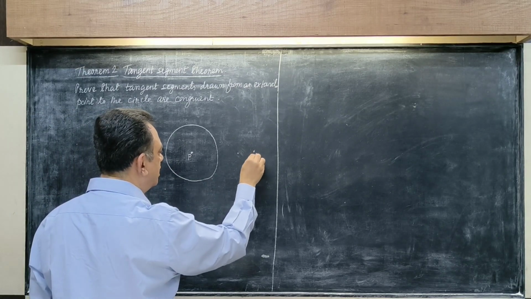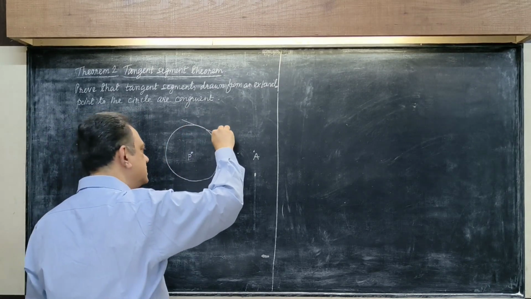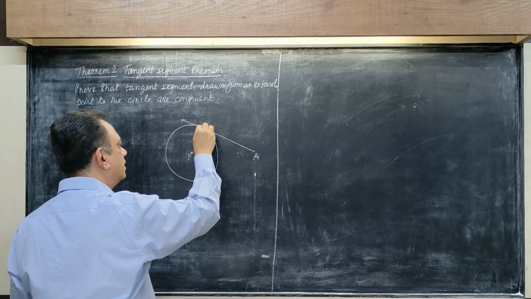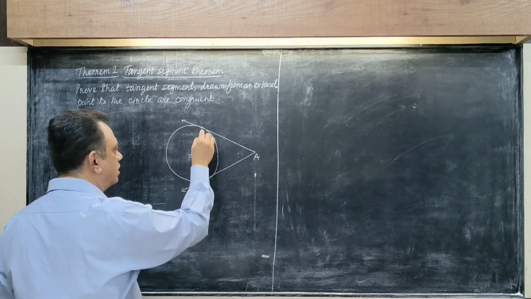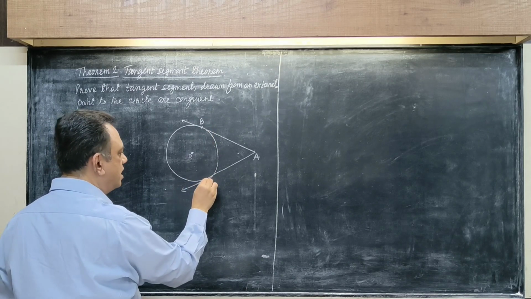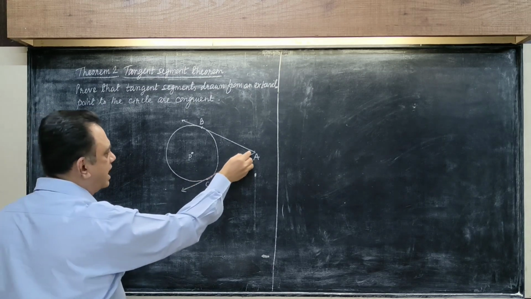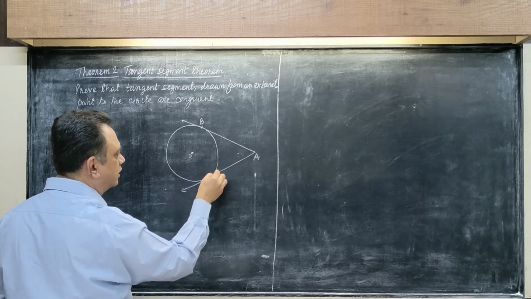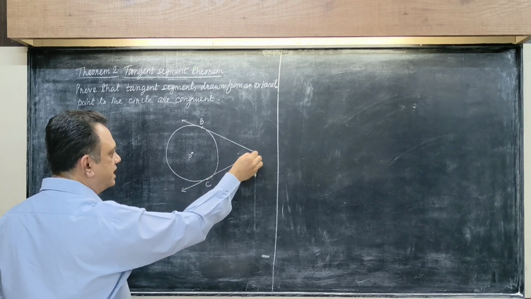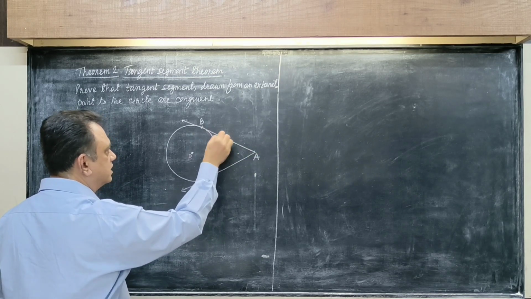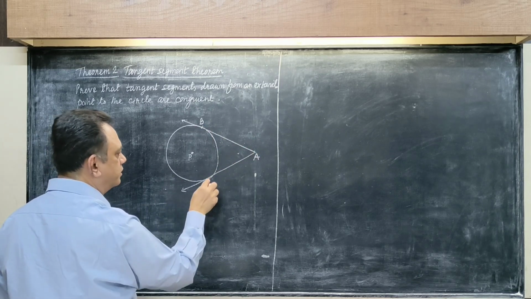From an external point A, tangent segments are drawn to the circle. I'll call them AB and AC. I will prove that AB is equal to AC. Tangent segments drawn from an external point to the circle are congruent. AB equal to AC.